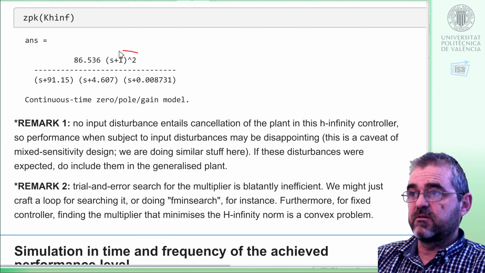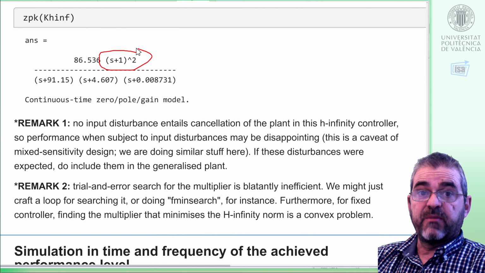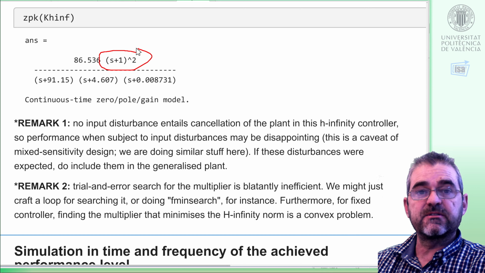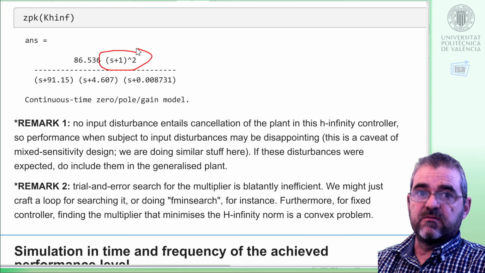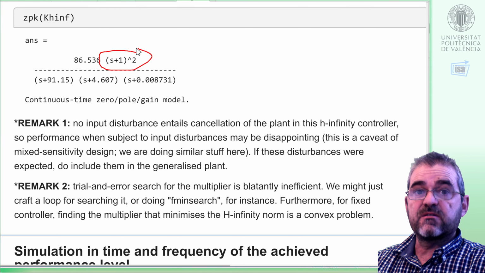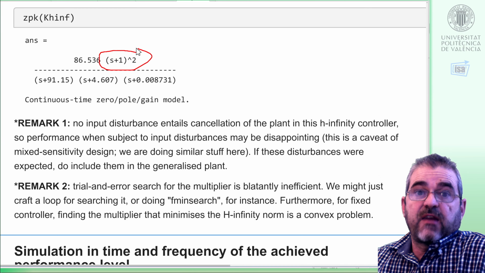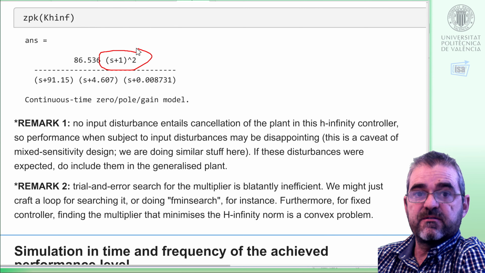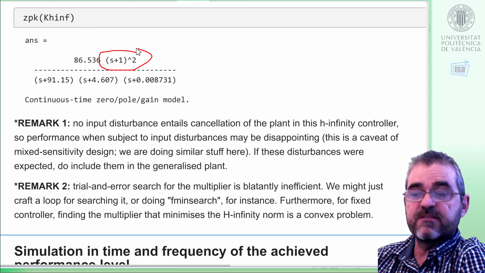Our H-infinity controller cancelled the plant because there were no input disturbances, so our optimizer does not look for a good input disturbance response. These cancellation controllers may give problems with slow input disturbance response, and this is common to mixed sensitivity or internal model control designs, but if they are not in the generalized plant, the optimizer cannot optimize for them. So if we are not happy with input disturbance response, then we should include them in the generalized plant.